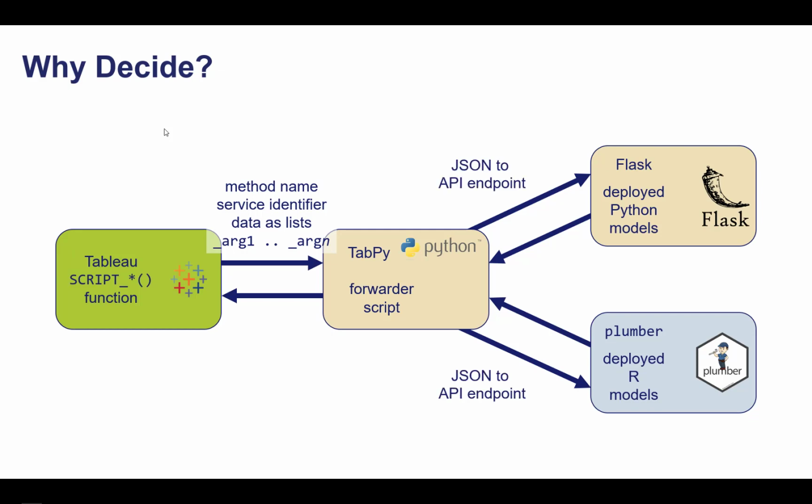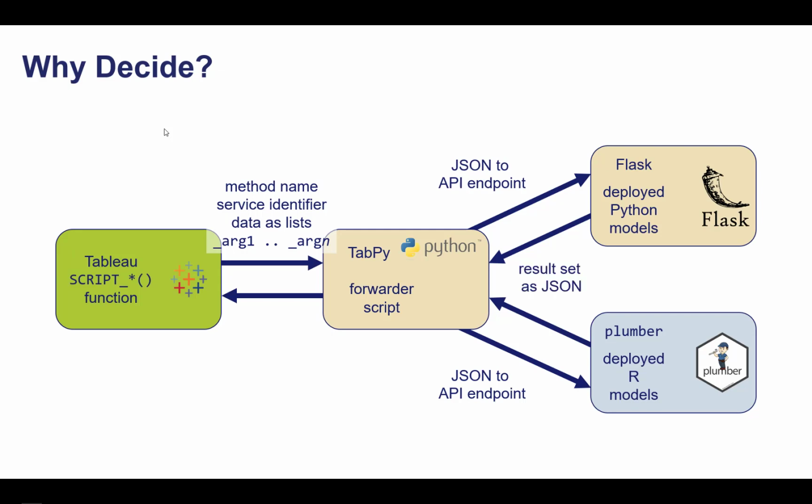And within this forwarder script, or in this external services proxy, based on the service identifier, it will then be decided if this data is being sent to a Python session, which I decided to run in Flask, or an R session, which I decided to run in Plumber. Both of them are very handy and really well developed and maintained packages in either of those two languages that help you to propagate functions as API endpoints. And what the forwarder script does is send everything as JSON objects to those API endpoints.